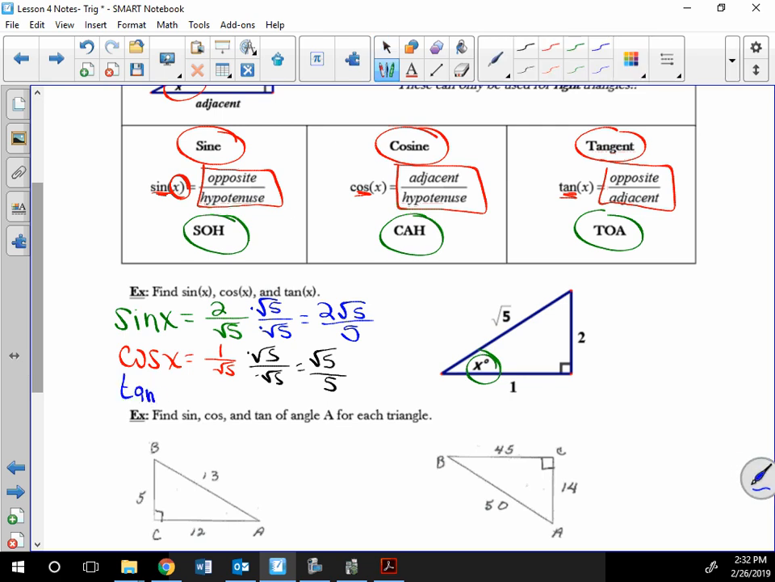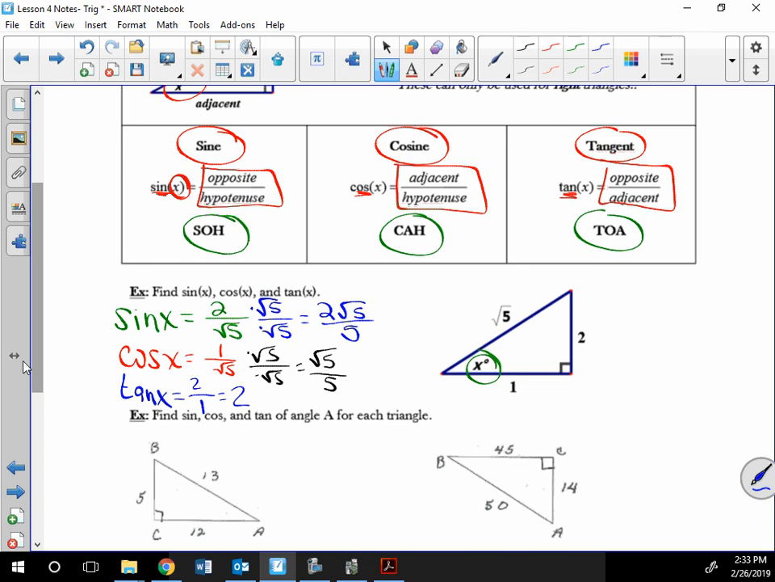So tangent of x is just simply saying we are comparing the opposite over adjacent sides for angle x. What's my opposite? 2. And my adjacent? 1. 2 over 1 is just 2. So for this particular angle in this triangle, comparing our sides, our opposite over hypotenuse is root 5 over 5. Our adjacent over hypotenuse is root 5 over 5. And our opposite over adjacent is 2.